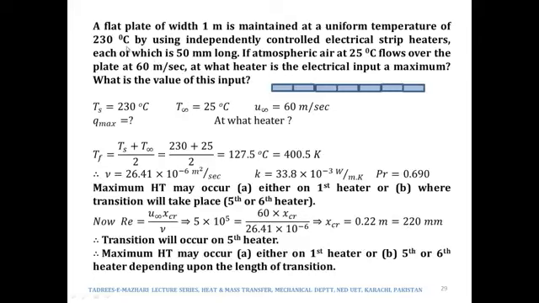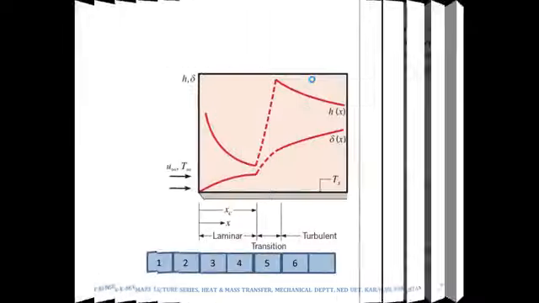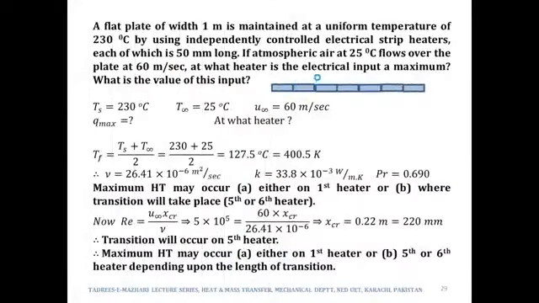So each of those heaters is 50 millimeters long. So 50, first 50, second 50, third 50, and then fourth 50. So fourth 50 would make it 200 millimeters, and then the fifth 50 would make it 250 millimeters. So where is the transition taking place? Transition is taking place over the fifth heater, right?